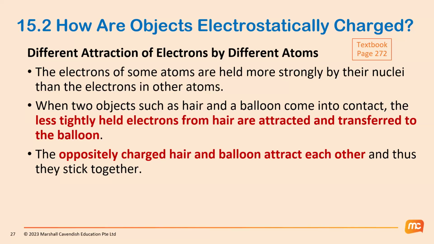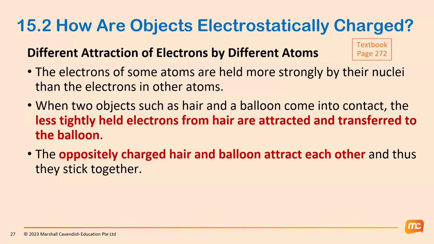Some materials will tend to attract electrons more than others. For those materials with a stronger attraction for electrons, more electrons will flow to them, as compared to another material that has less attraction for electrons. So the material with less attraction will lose electrons to the one with a stronger attraction for electrons.